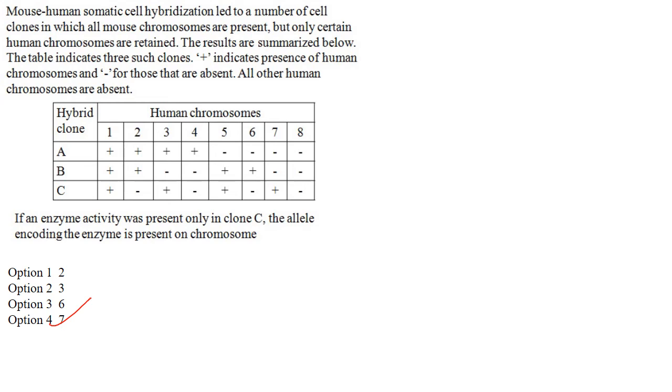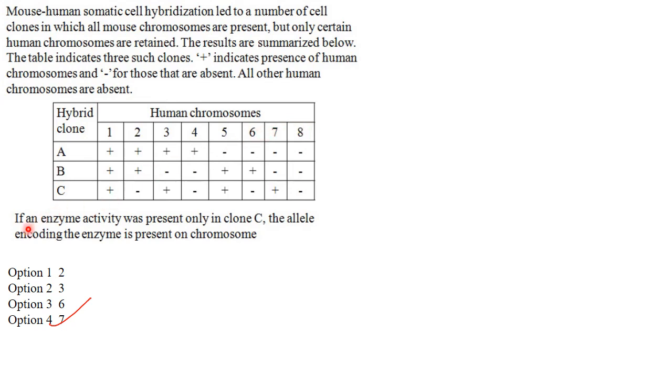Mouse human somatic cell hybridization led to a number of cell clones in which all mouse chromosomes are present but only certain human chromosomes are retained. The results are summarized below. The table indicates 3 such clones. Plus indicates presence of human chromosome and minus indicates those that are absent. All other human chromosomes are present. So these are the hybrid clones and these are the human chromosomes.